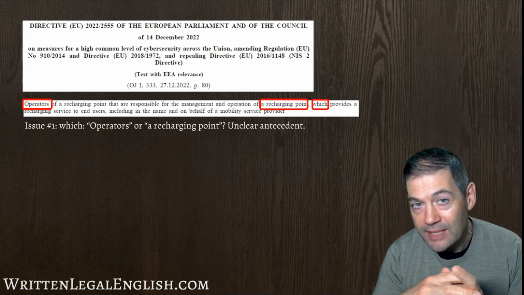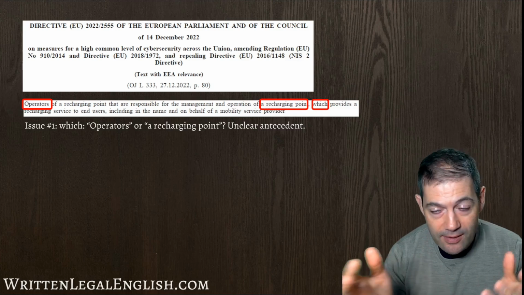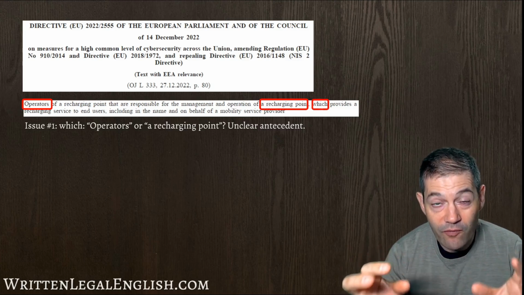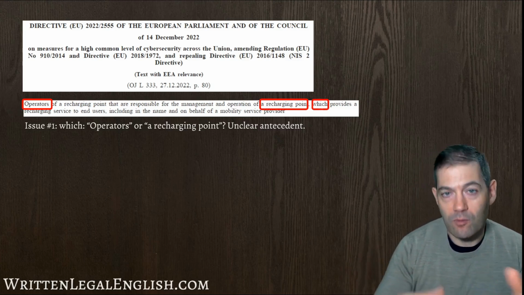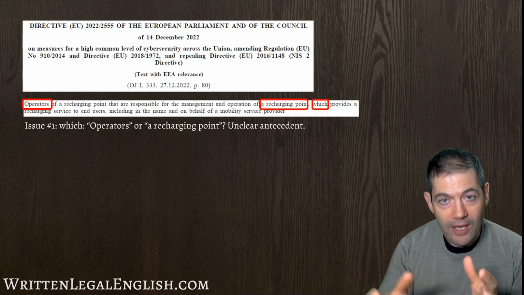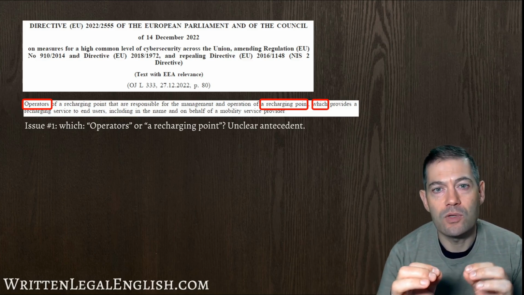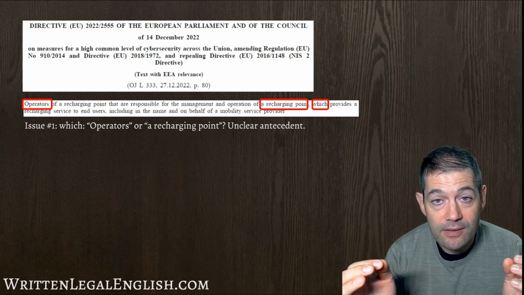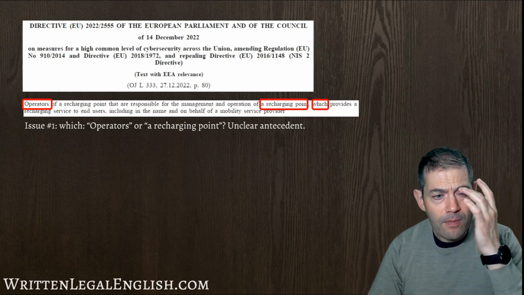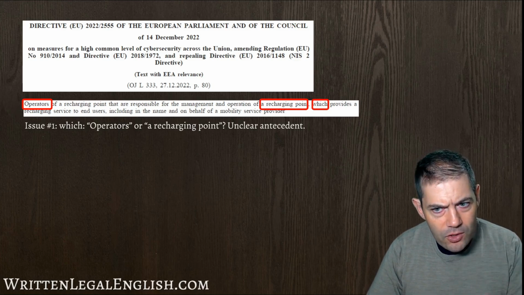Now, that's not an ideal answer. Lawyers and law in general should look for precision in what it is that they're trying to do. And here we have something which is completely ambiguous because it's an unclear antecedent. That's problem number one. Problem number two is a wider drafting problem.